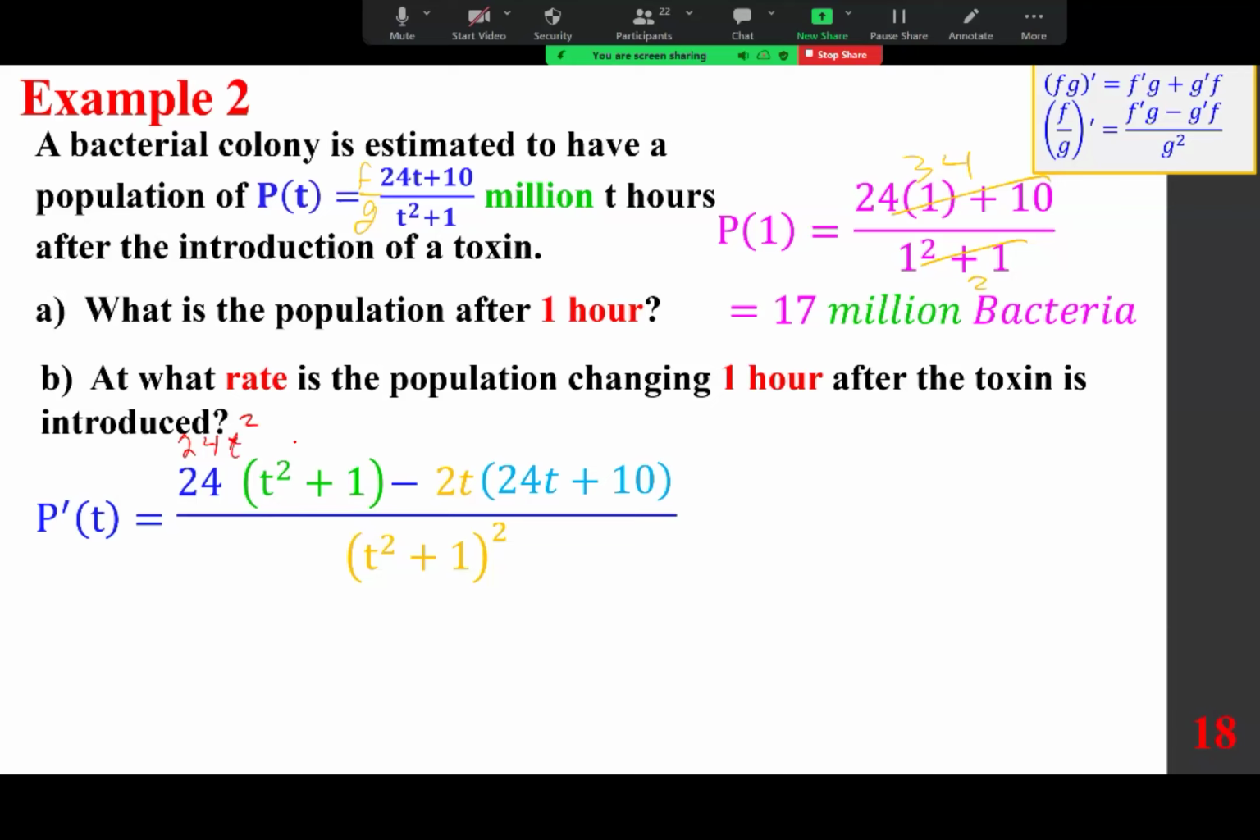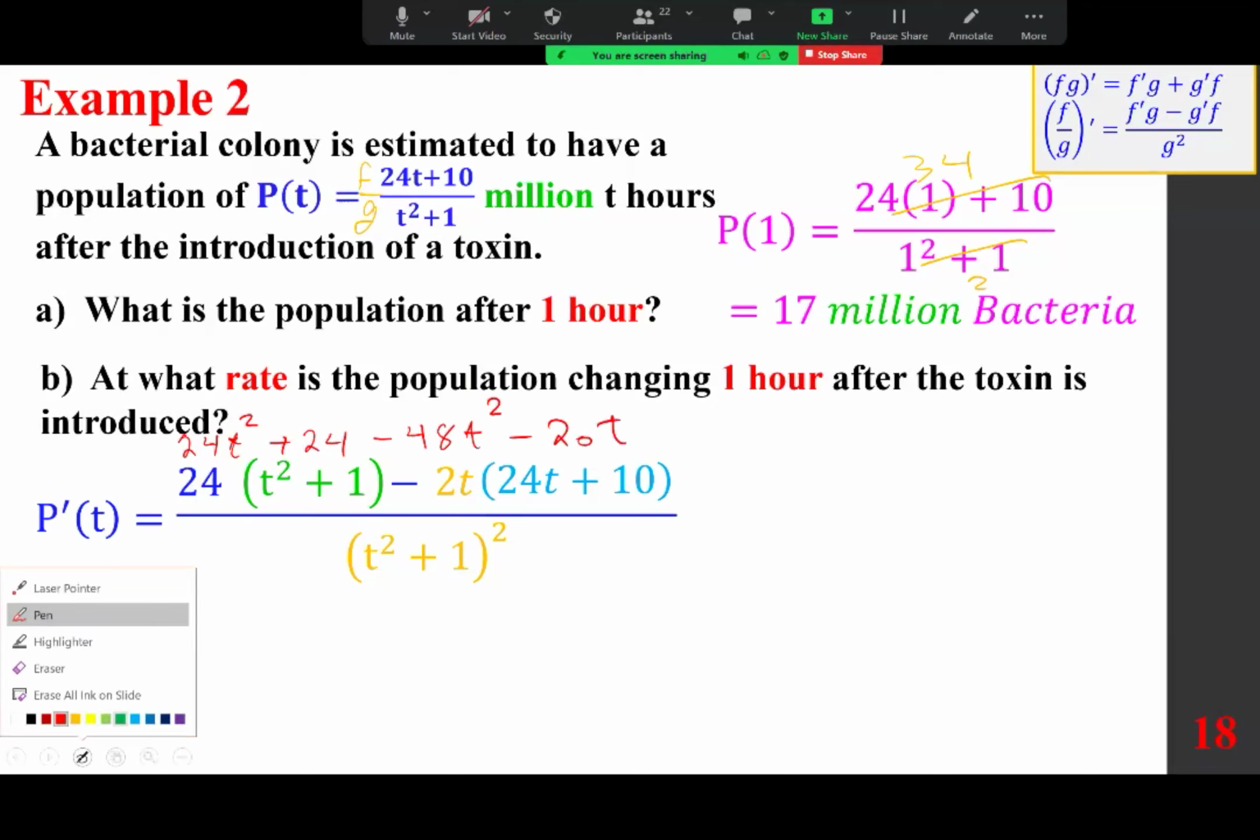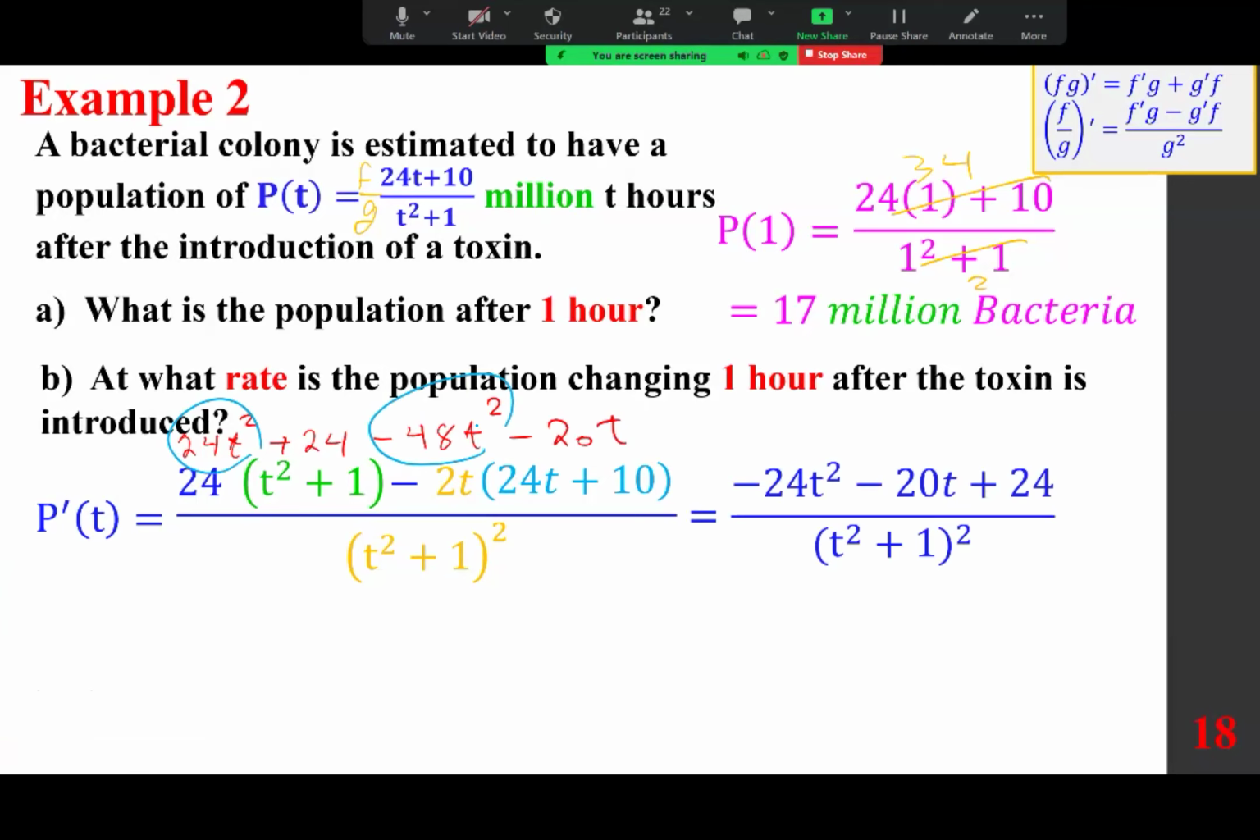distribute the 24t squared plus 24 minus distribute the 2t, minus 48t squared minus 20t. You can combine these two into negative 24t squared, and we write the rest in descending order. This is P prime of t, but we want P prime of 1. So let's plug in.